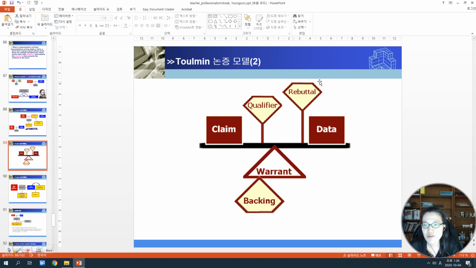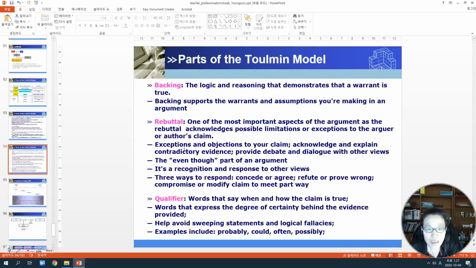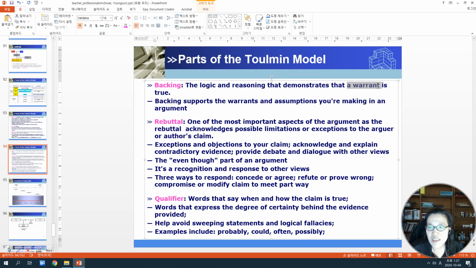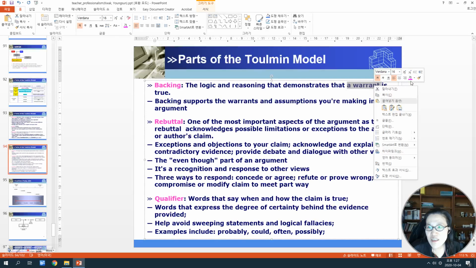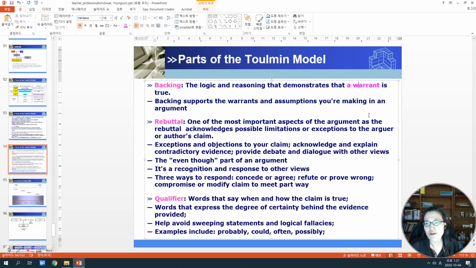And there is a rebuttal, and there is a qualifier. Let's look at backing. Backing is the logic and reasoning that demonstrate that a warrant is true. When you need more warrant or more backing, you can go on and on, adding a second warrant, third warrant, and so on. You can strengthen your claim. You can support your claim based on these warrants. And it's all called backing.